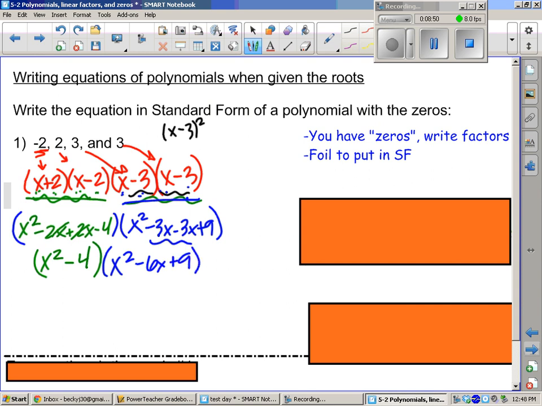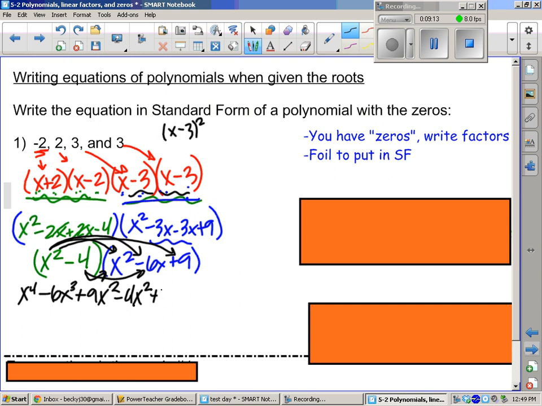We have to have no parentheses. So FOIL really doesn't work anymore, but we're using the same concept. X squared times x squared, x to the 4th. X squared times minus 6x, -6x cubed. To the 3rd, that's right. And then x squared times the 9, 9x squared. Next one. -4x squared.